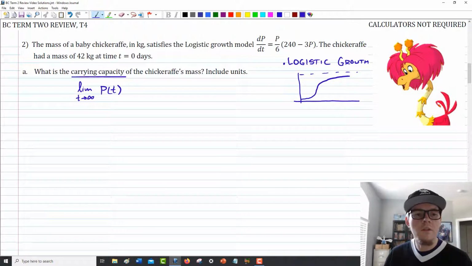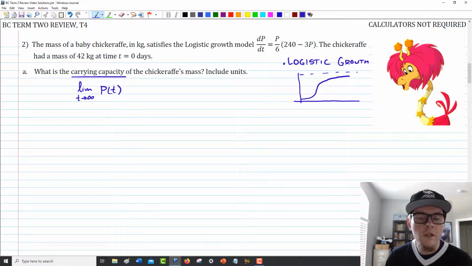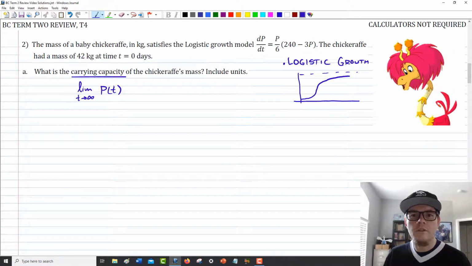Now in our situation here, we're talking about the mass of a baby chick giraffe. And if you haven't seen the show Green Eggs and Ham on Netflix, I truly found it enjoyable. It was actually, I think, the first thing that I watched when we went on to the quarantine stuff.